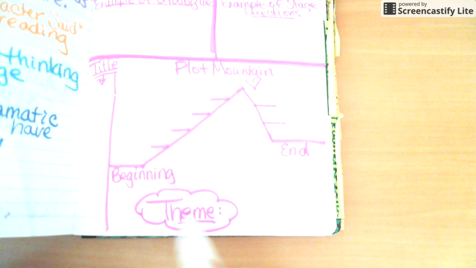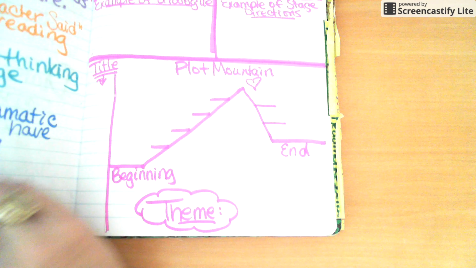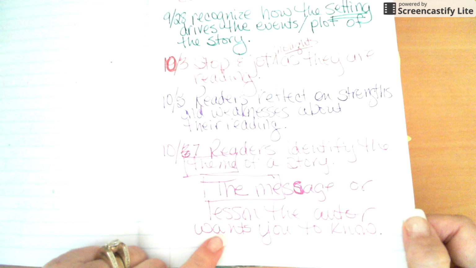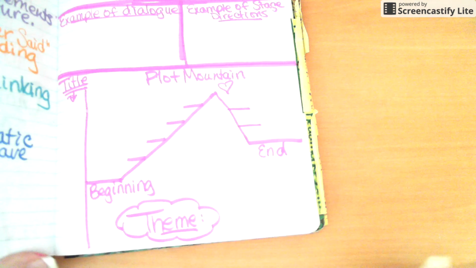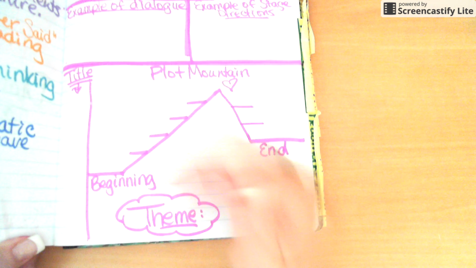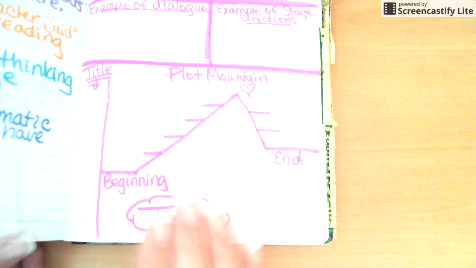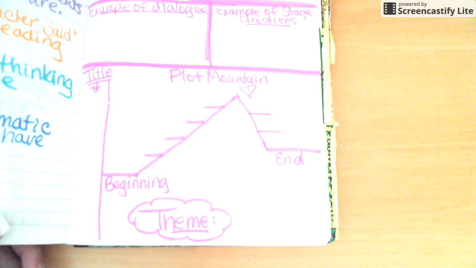Maybe it's bullying, maybe it's friendship. If you're having trouble with theme, go back to our theme notes and figure out what some of the themes were that we identified in the theme teaching points back several weeks ago. Let me see if I can find theme, the message or lesson that the author wants you to know. Okay, some of those themes might be things like friendship or kindness or bullying. So the theme is the message. What was the whole thing about?